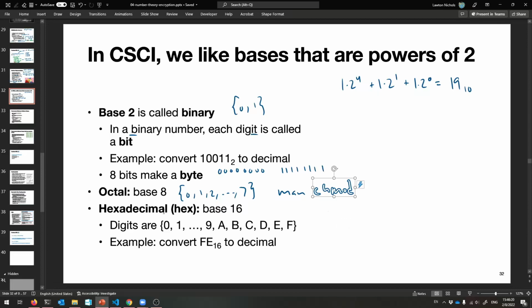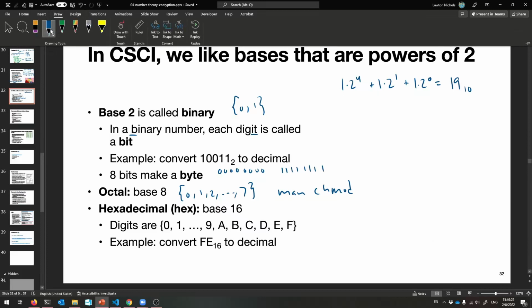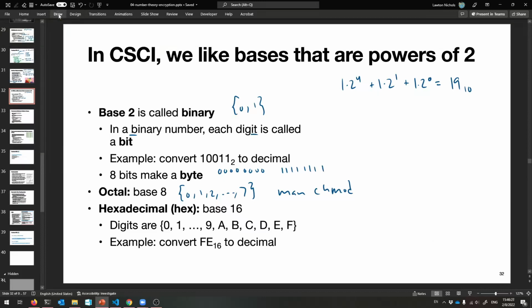Because I want to get to hexadecimal, which is even more important than octal. Hexadecimal is base 16, which means you have 16 digits to work with before you get to the end. Which is weird to think about, because in decimal we only have 10. We need 16 digits before we need a new place.